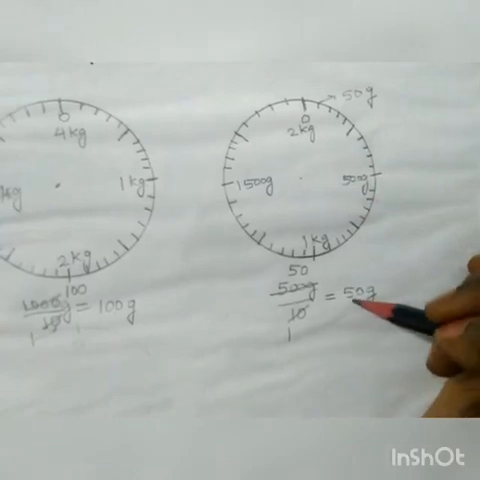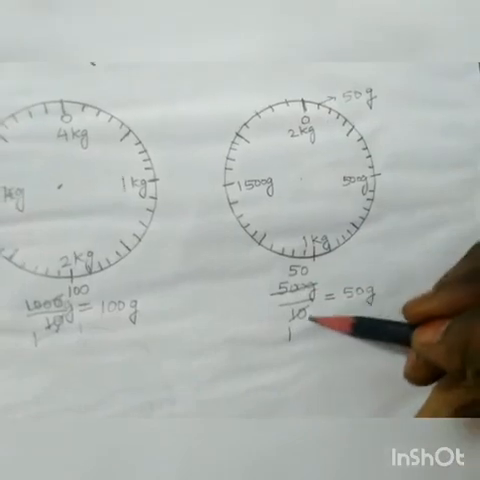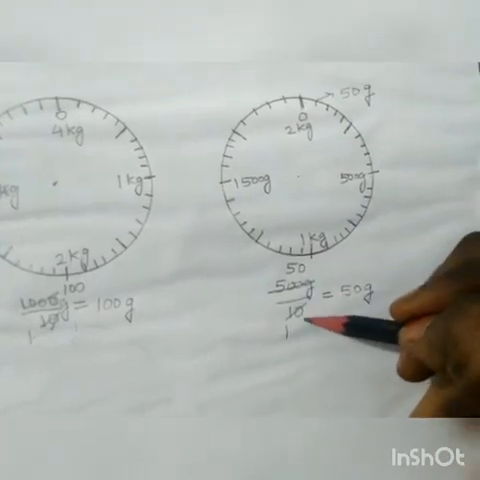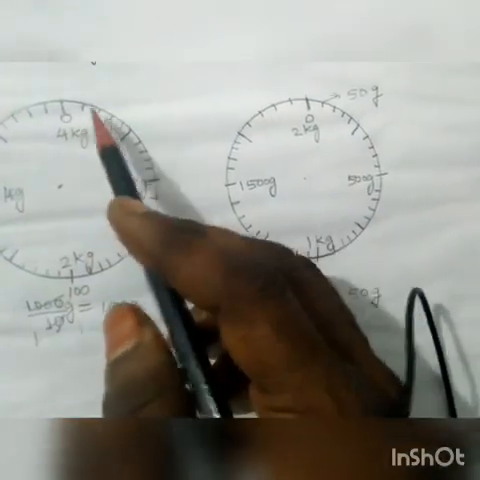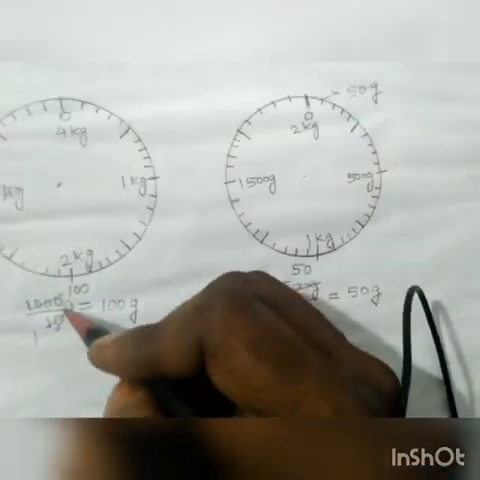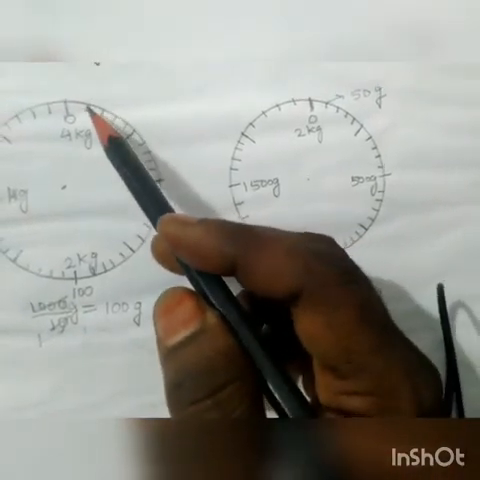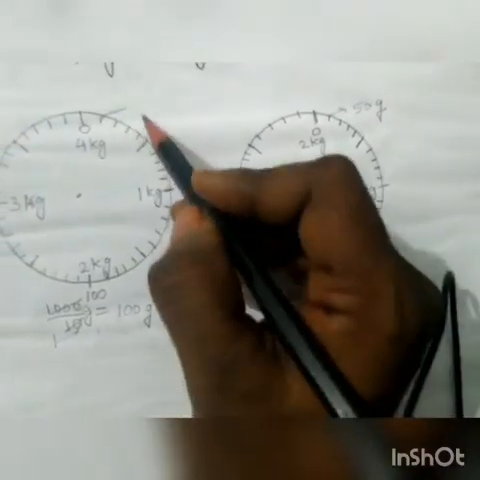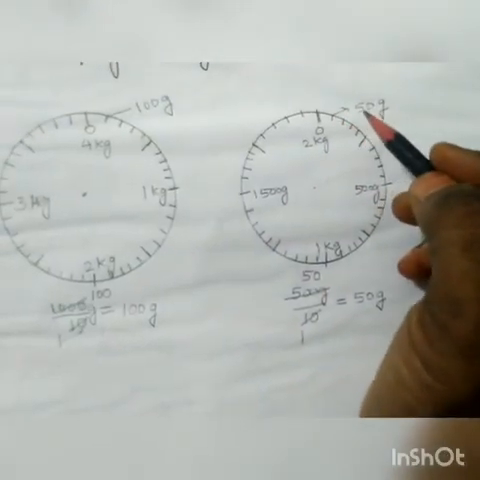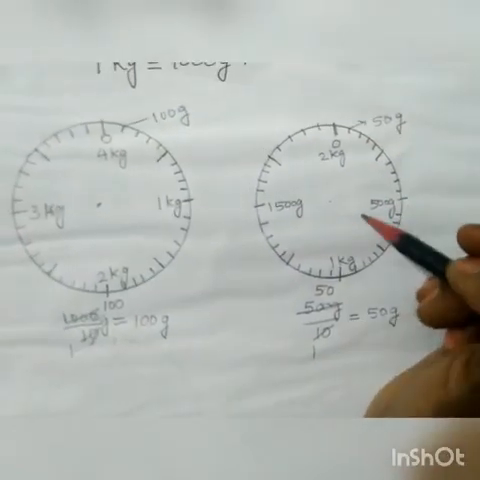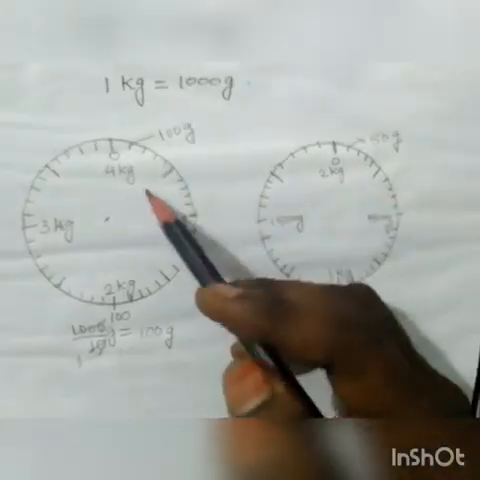Are you clear with this? Here, if we are considering from 0 to 500, 10 lines are there, so we are taking 500 divided by 10. In this weight machine from 0 to 1 kg 10 lines are there, so 1 kg is equal to 1000 gram, and we are dividing 1000 gram by 10. Therefore each line represents 100 gram over here. In this weight machine each line represents 50 gram. Hope you all understand this. So in this way we have to find the individual line over here.